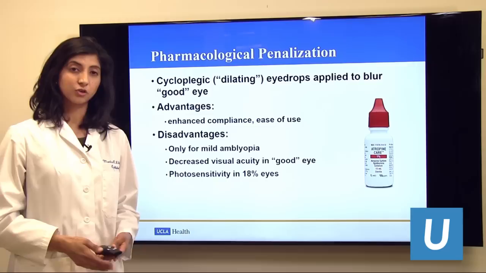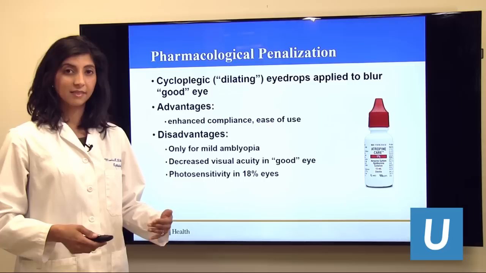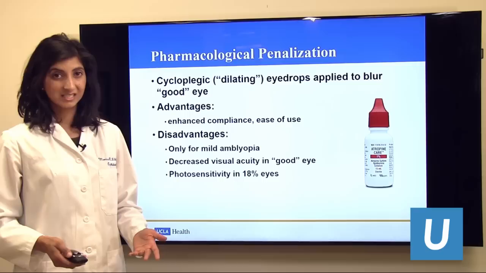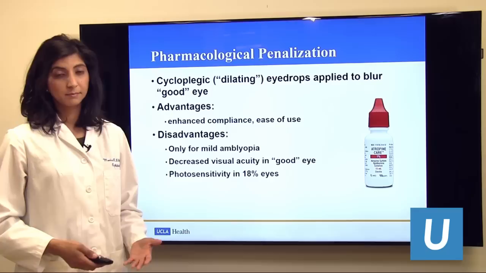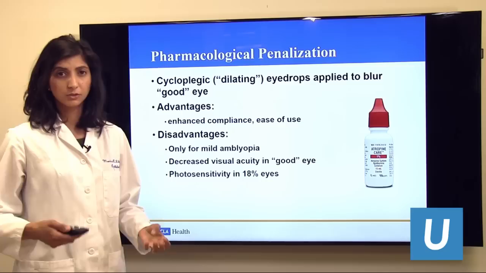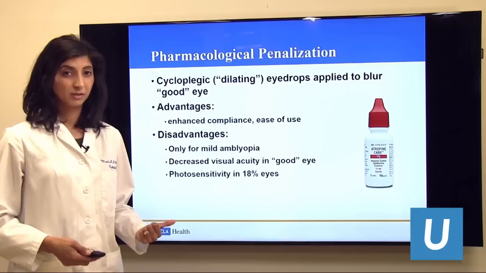So in this case, what we're doing is we're not occluding the good eye and preventing visual stimulation from that eye, but we're just blurring it. And so by blurring that good fellow eye, we're again forcing the brain to use the bad eye or the amblyopic eye instead. Now, the advantage of using the dilation eye drops is in many cases, it's easier for the parents because they only have to put the eye drop in perhaps a couple times a week, rather than forcing their child to put a patch on for a couple hours each day when they're fighting him on it.